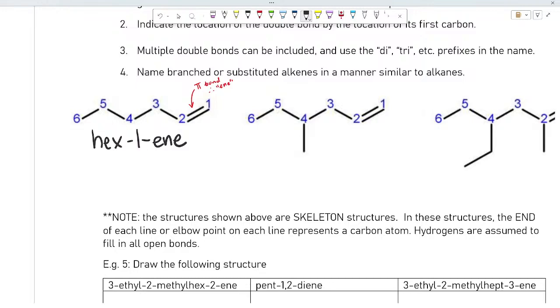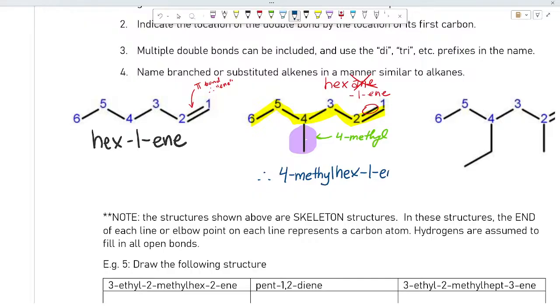Well, let's talk about it. So now here we have a primary chain that is how long? Okay, so it's a hex, right? But it's not going to be hexane because we have here, it's going to be hex 1-ene. And then what does this have? It has a 4-methyl group. So if we put that all together, what should the name of this be? Very good. 4-methyl hex 1-ene.